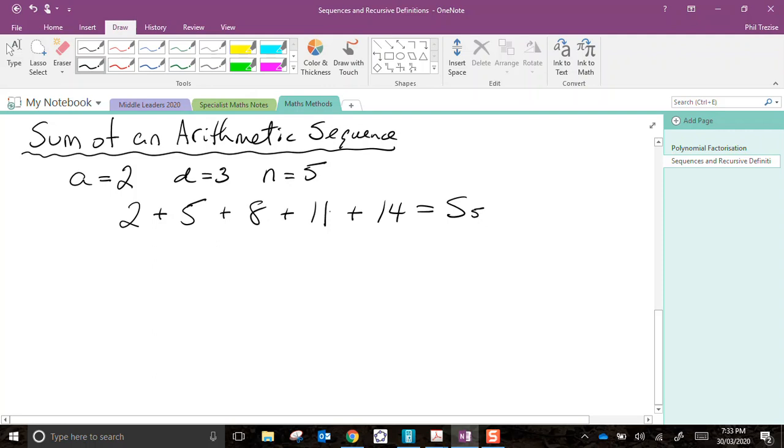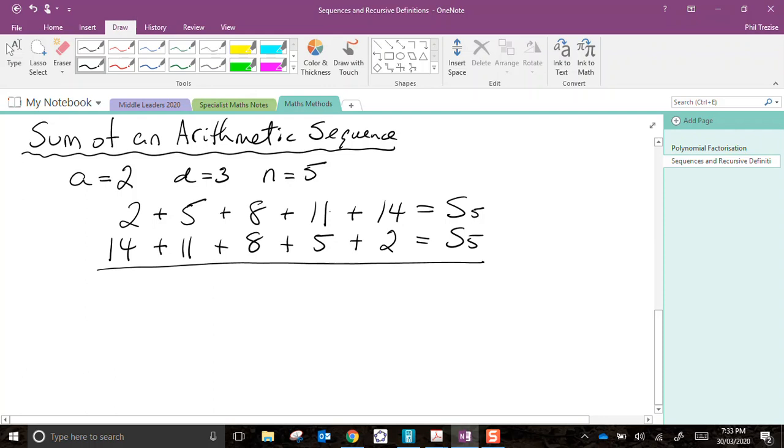Now, I could add them up, but imagine I had a much larger example with a much longer list of terms. That would become very tedious very quickly. So this is the trick. Now, we write the same numbers in reverse order. And of course that also equals the same sum to 5 terms.